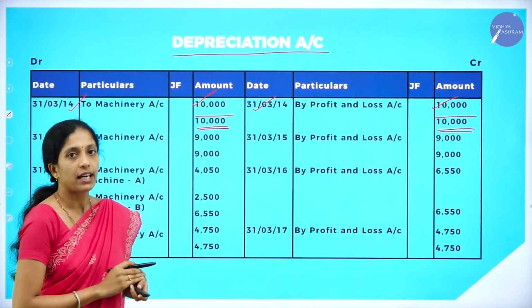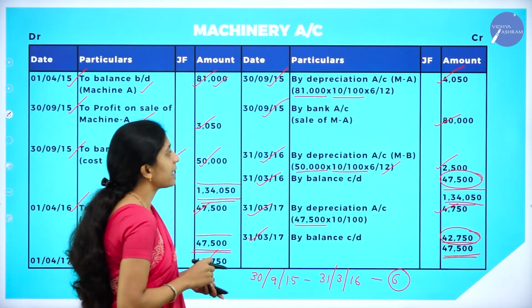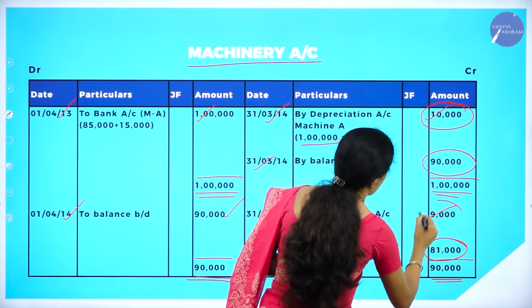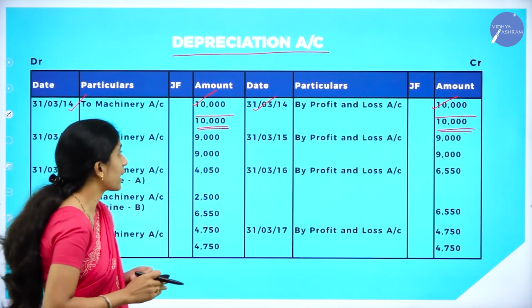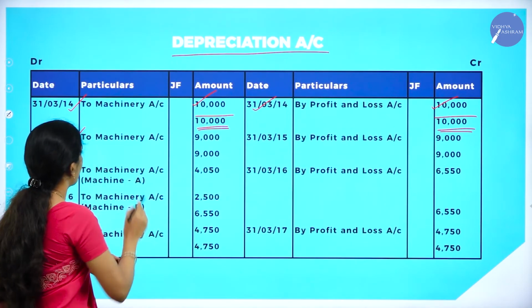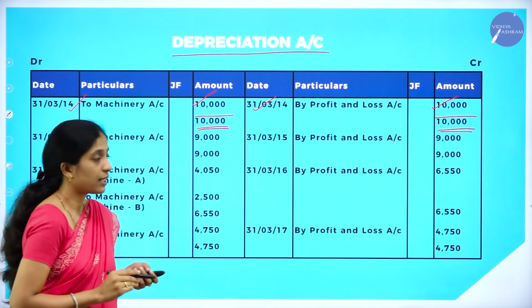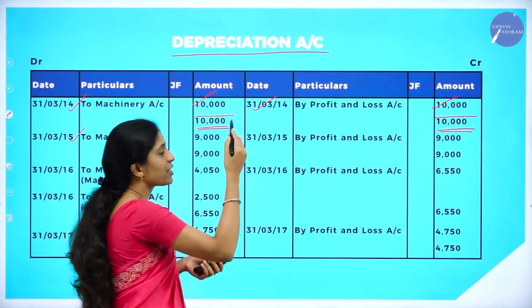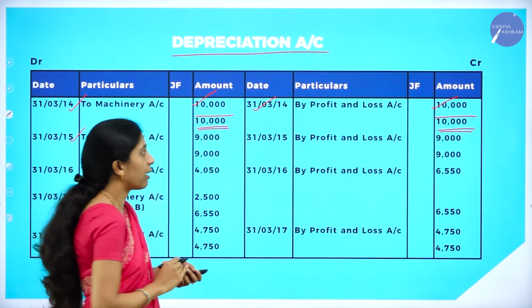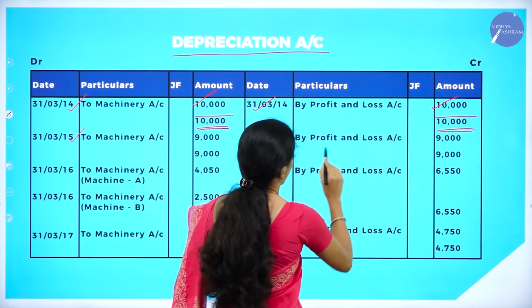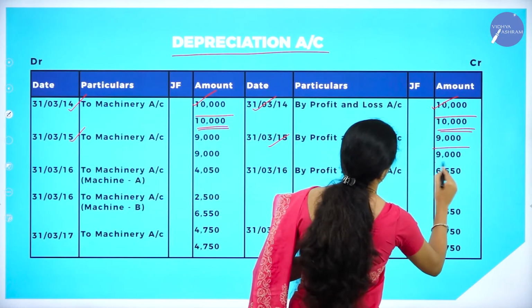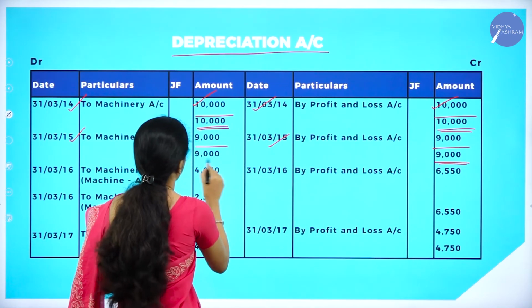Now, coming to the second year. So, let us see what is the second year depreciation. It is 9,000. So, how to record? 31st-3-2015 to machinery account 9,000. Same amount has to be transferred to profit and loss account. So, 31st-3-2015 by profit and loss account 9,000, both the sides.